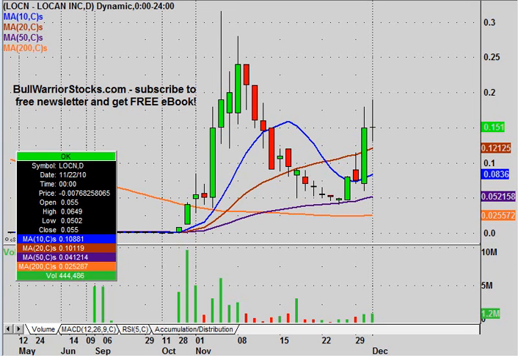Hey, this will be a video chart on LOCN. Did this one a few months ago, I think, during this uptrend move here, but it's pulled back since then. And real quick, it makes a good example that I want to point out.